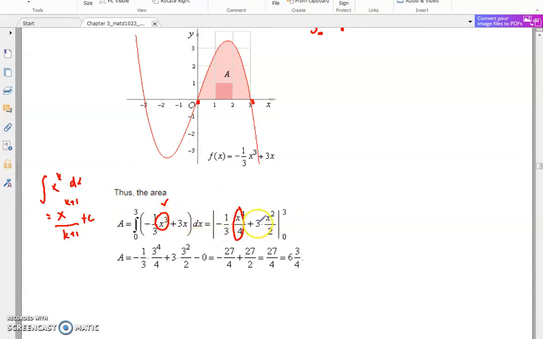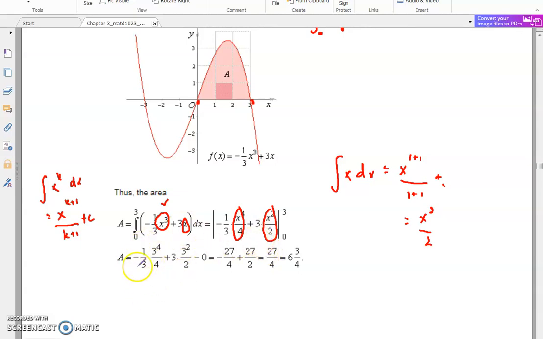The 3 here, you keep it again. And what happens with x to the power of 1? If you integrate x to the power of 1 dx, you use the same formula, x to the power of 1 plus 1 over 1 plus 1, plus c. So you get x squared over 2.